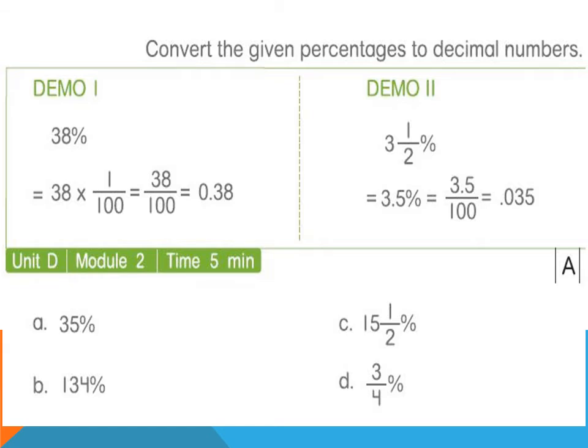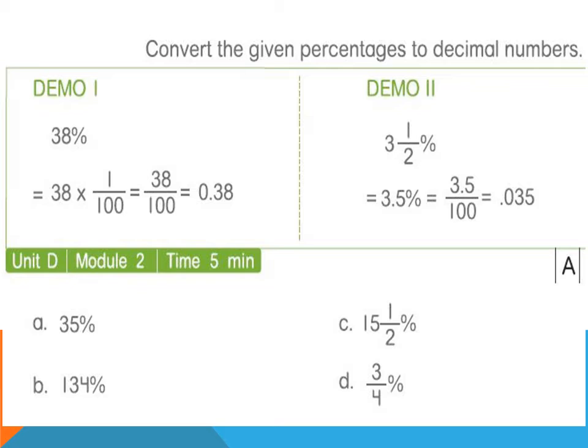Now let us move on to module number 2. Convert the given percentage to decimal numbers, just like we discussed earlier. Look at demo number 1. 38% will be written as 38 into 1 by 100, which will be 0.38.